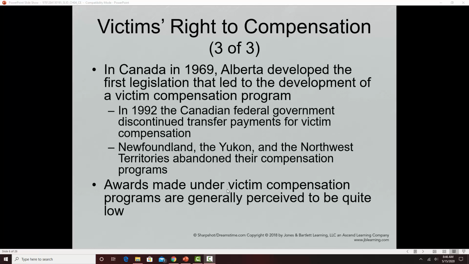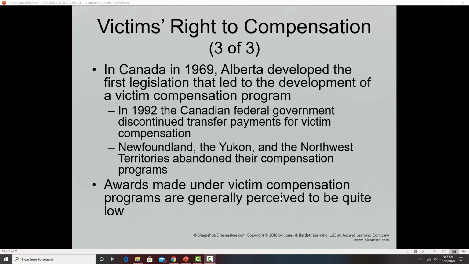In Canada, in 1969, Alberta developed the first legislation that led to the development of a victim compensation program. We've had them in other parts of the world as well. Canadians actually reversed those laws, discontinued transfer payments, and made it a little bit more difficult for victims to get money. Awards made under victim compensation programs are generally perceived to be quite low. They don't generally cover all of the loss that victims may have.